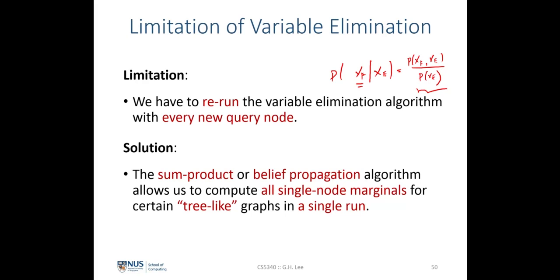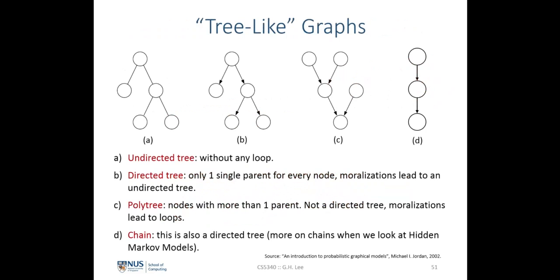And now we'll look at the sum product or belief propagation algorithm that allows us to compute all single node marginals for certain tree-like graphs in a single run. And notice that this algorithm, the sum product or the belief propagation algorithm, will only work for tree-like graphs. That means the graphs with tree structures, as shown in these illustrations over here.